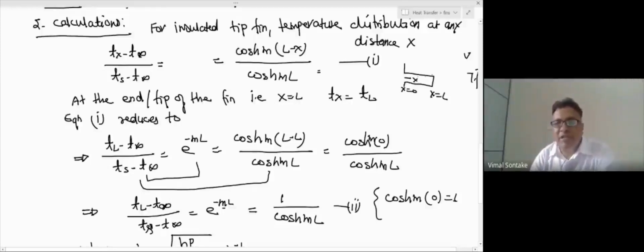So I am interested at the tip of the fin. I am interested to calculate the temperature of the fin at the tip of the fin, that is x equal to L. So x equal to L, I can write it as TL minus T infinity over TS minus T infinity. So this will not be there. Please correct this.